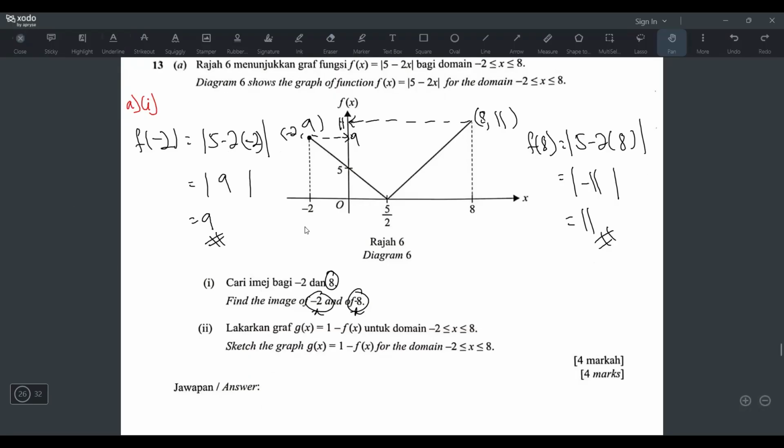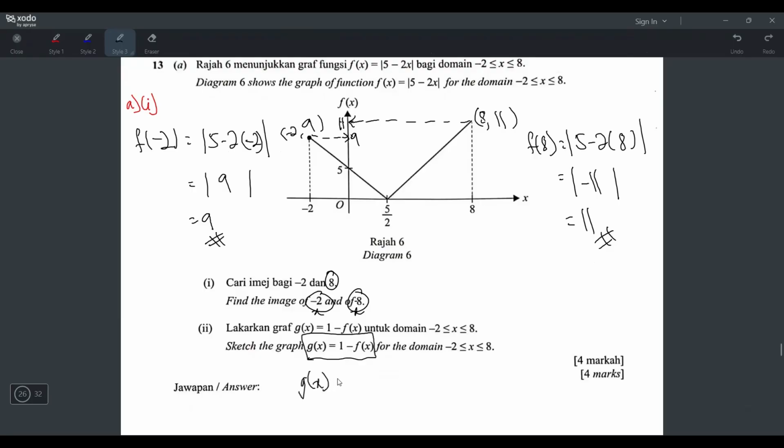Okay, let's do A2. Sketch the graph of g(x) equals 1 minus f(x) for the domain -2 ≤ x ≤ 8. For sketching graph questions, we need to find some points. Let's look at the equation of the graph first. They say g(x) equals 1 minus f(x). The f(x) is this one, modulus 5 minus 2x. So I will write down the equation for g(x) first: 1 minus modulus 5 minus 2x.